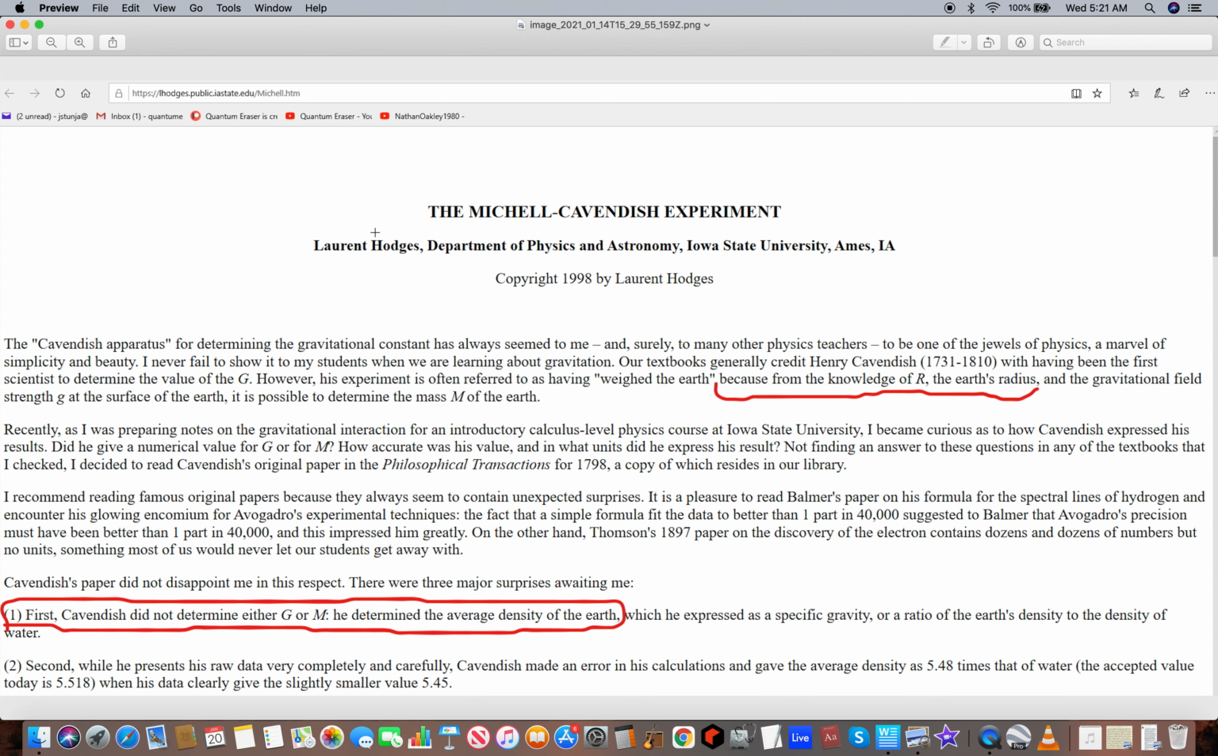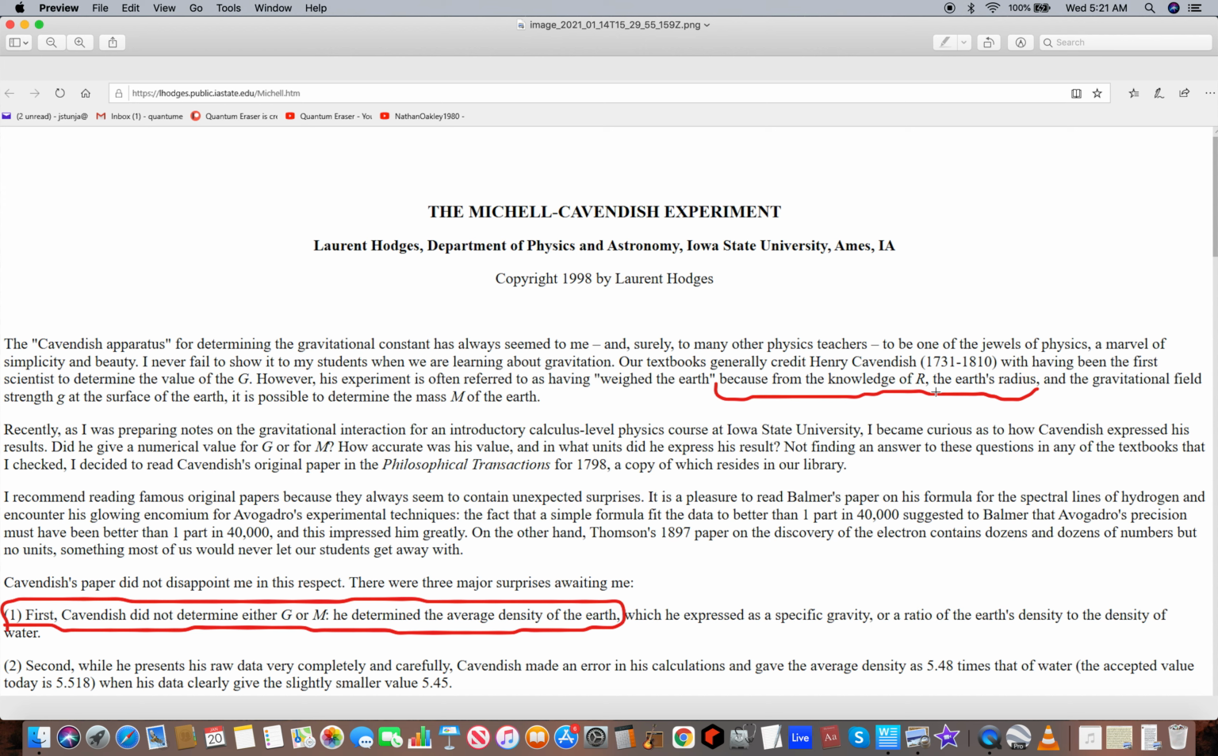Whoever wants to screenshot this can, or they can pause the screen. Rachie, and all the flat earthers, pay attention especially to the parts underlined in red by Quantum Eraser. As you can see up here, the Earth's radius was involved in what Cavendish did. This is from Lawrence Hodges, Department of Physics and Astronomy, Iowa State University. This is the Michell-Cavendish experiment. They call it an experiment, but it's not a science experiment. It's a colloquial experiment.